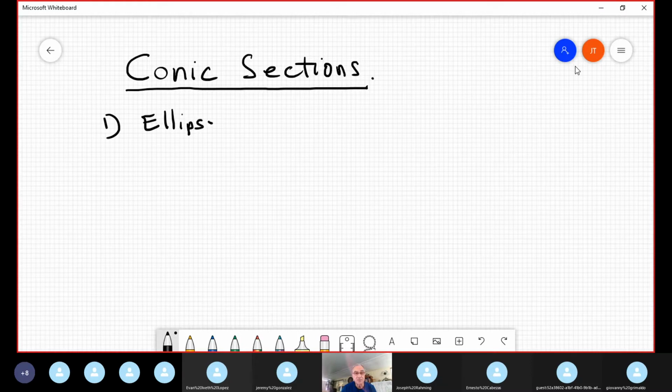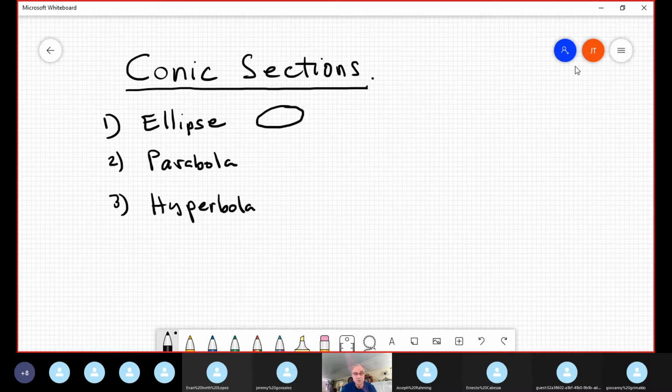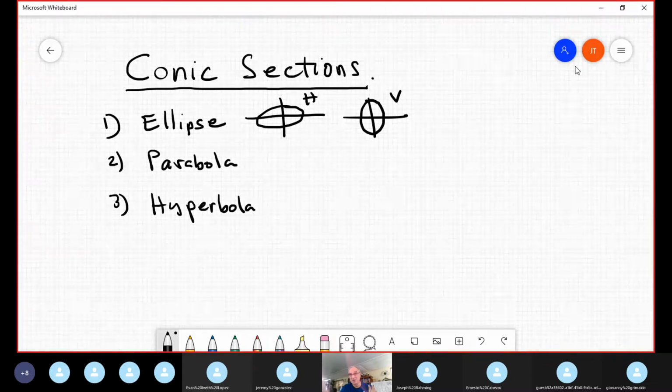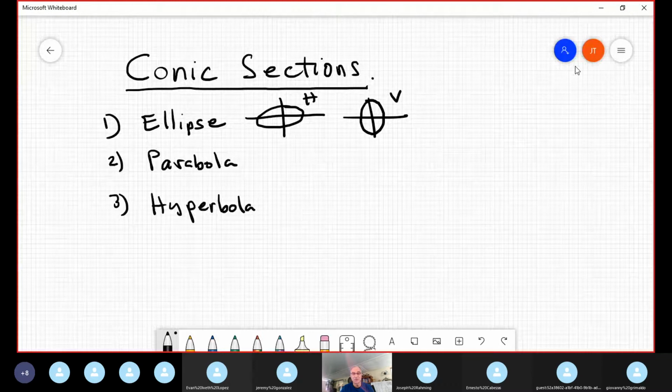Ellipse. The second, parabola. And the third one, hyperbola. Ellipse is a closed curve, so we have maybe like that or like that. I call this a horizontal ellipse, and this is a vertical ellipse. This is my name, and the book never calls it like that. But for my students, I call this horizontal, this vertical.